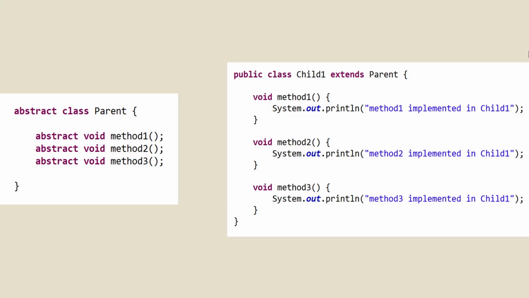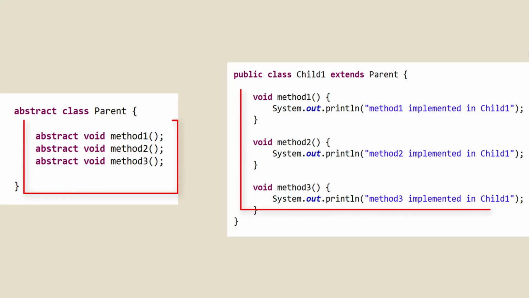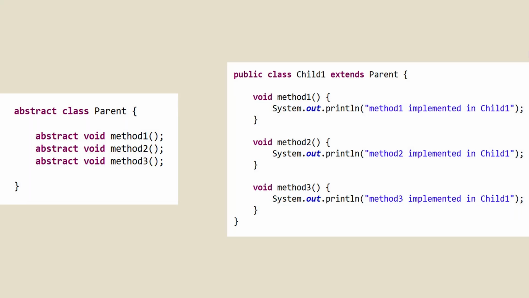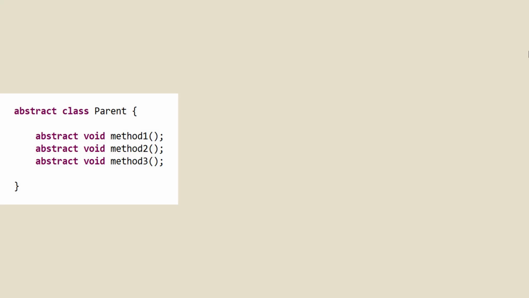So for that purpose I created a public class child1 extends parent. Child1 is extending this parent class, so it's compulsory for child1 to implement all these three abstract methods from the parent class, otherwise you will get an error. In the first example, I have written public class child1 extends parent, and inside child1 I have implemented all these three methods from the parent. So now this child1 class is a normal class. It is not an abstract class. It is just a normal Java class.